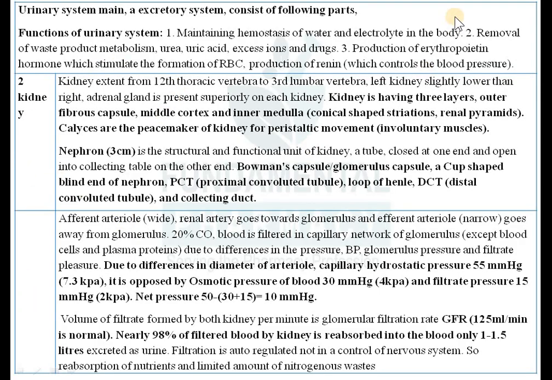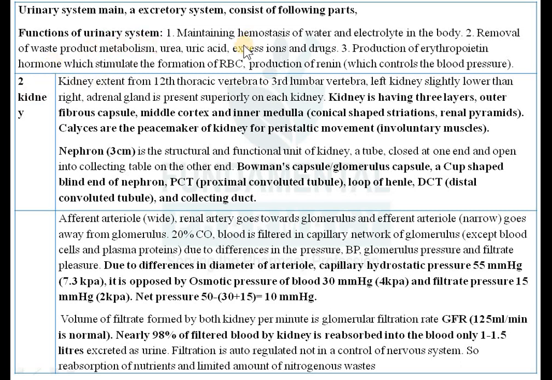So I will quickly do the urinary system. What is the main function of urinary system? It is nothing but it is an excretory system, and it consists of different parts like a pair of kidney, then a pair of ureter, then a urinary bladder, then urethra, okay. So there are 5 organs. So what is the function of urinary system?